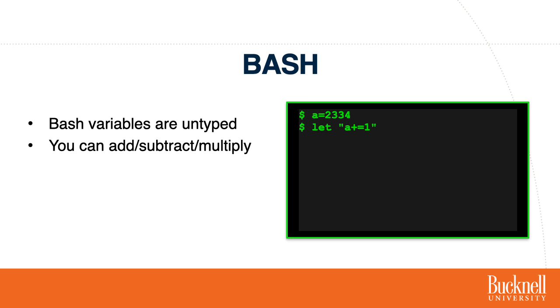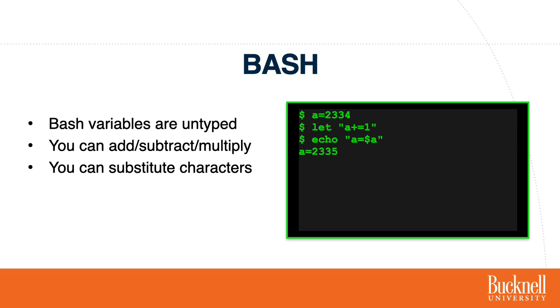Let's add 1 to it, all right? We're going to get 2335. Well, that makes sense. But we can also treat it as a string and substitute characters. So let's substitute the 23 at the start for the letters BB. Well, we get BB35. So far, so good.